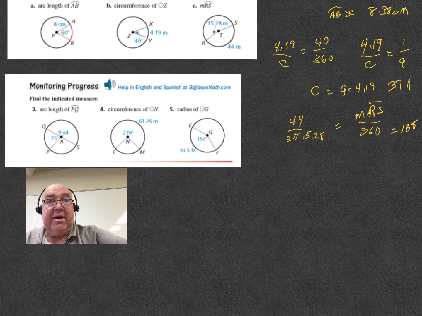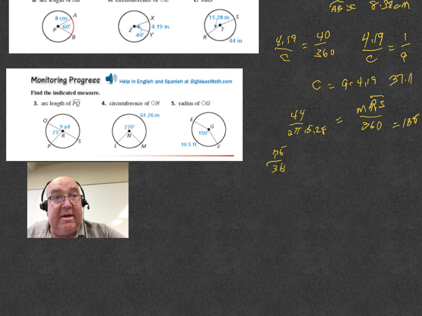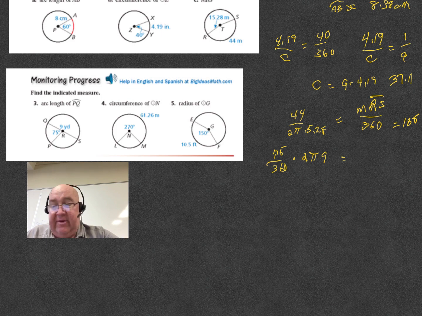For the monitoring progress, we're going to have 75 over 360 times 2 pi. And I'm going to use 9. I think it's meant to show that that's a diameter and not a radius, but I assumed it was a radius, so I'm going to leave it that way. Otherwise we would be multiplying by 4.5, and that's going to be about 11.78.